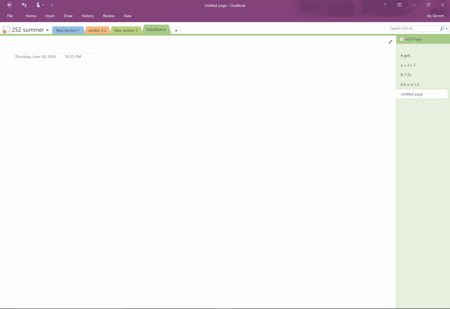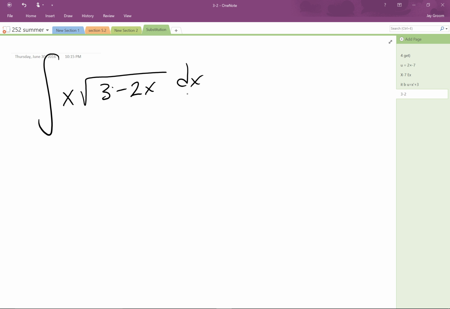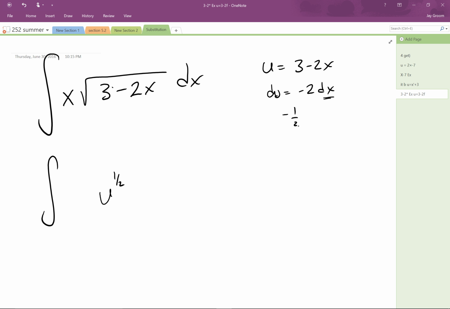Alright, so this one is going to look very similar and you're going to think it's exactly the same, but you're wrong. Actually, let's shake it up a little bit. Ooh, nice. So, pretty interesting here. And you say, well, let's let u equal this, of course. So du would be equal to -2 dx. Awesome. Well, so I've got u to the 1/2. That's easy. So dx is -1/2 of a du.